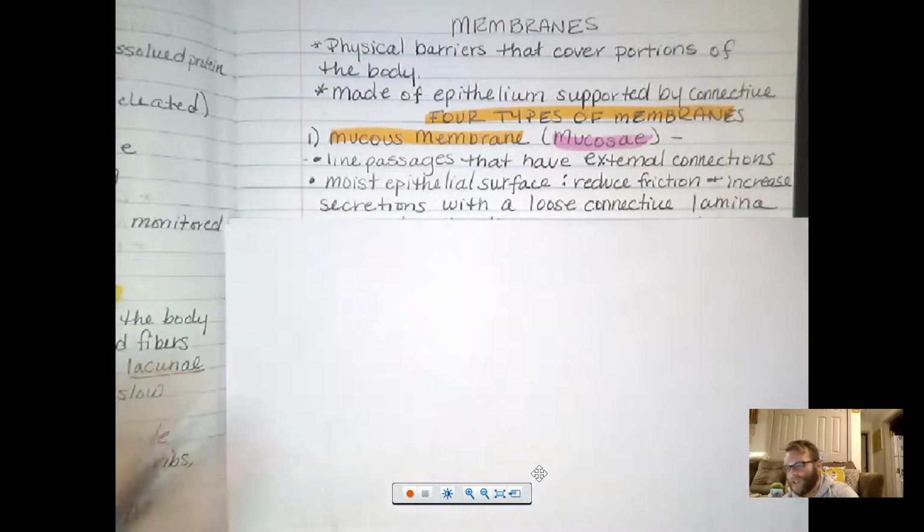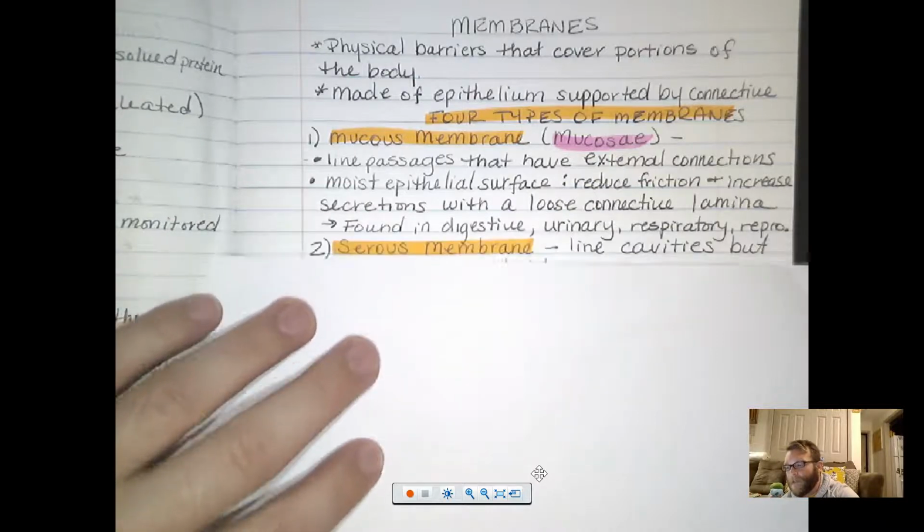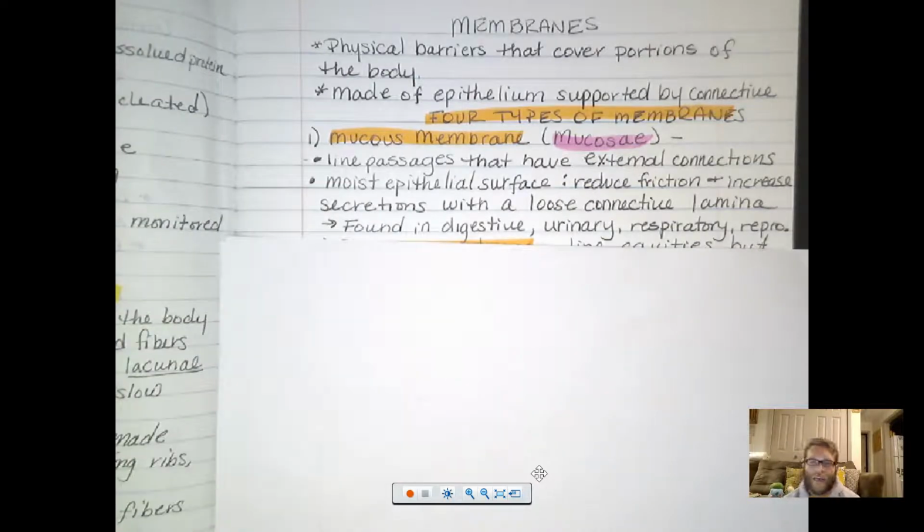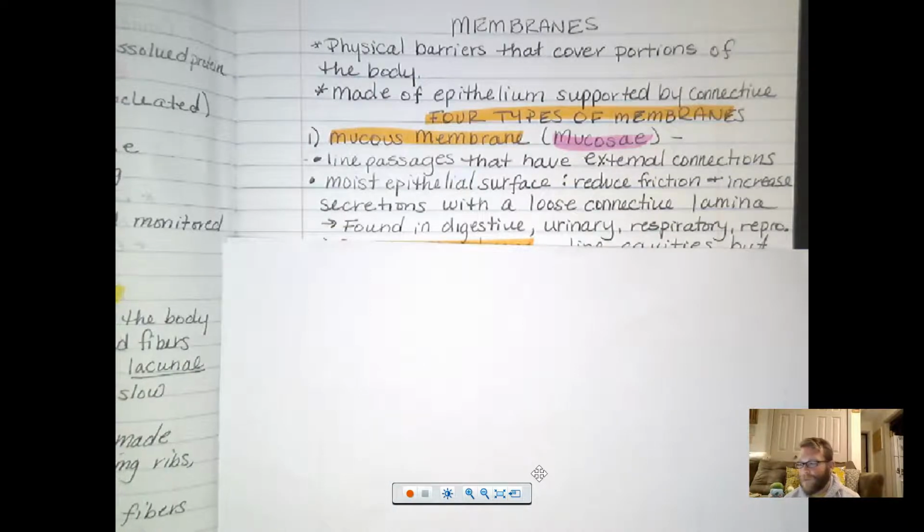Okay, so our loose connective tissue is underneath that. Again, you're going to find this anywhere that's exposed to the outside surface: your digestive system, urinary system, respiratory system, and reproductive system. Those four areas are going to be surrounded by mucous membranes. Like the inside of your mouth is lined with mucous membranes. They're producing mucosa, so part of your saliva, stuff like that. Those are all going to be covered with mucous membrane.